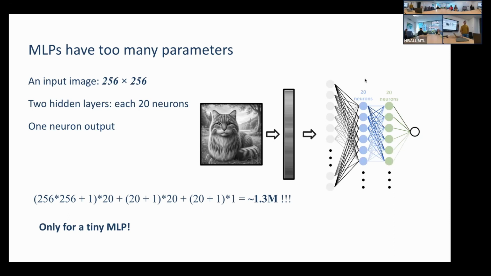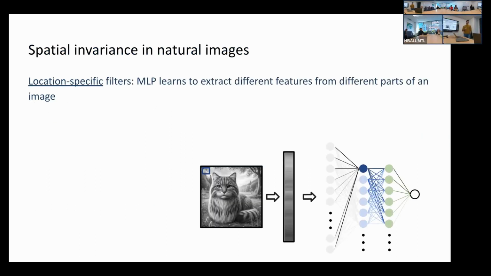So 1.3 million parameters means that training this network is hell. You can't easily train this network. You also need a lot of data samples to train it, otherwise you will definitely overfit. So this is why people started thinking that MLPs are probably not very useful when you want to deal with images. But what is this network really doing when you're training it?